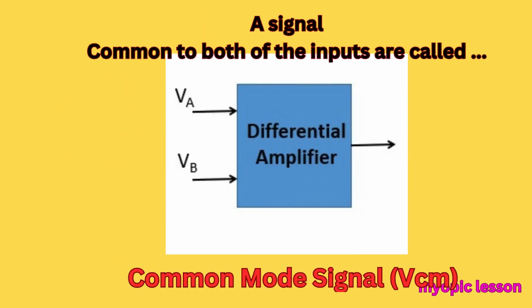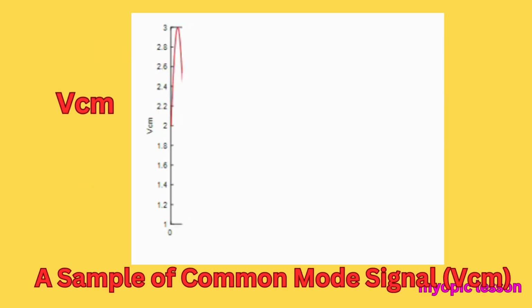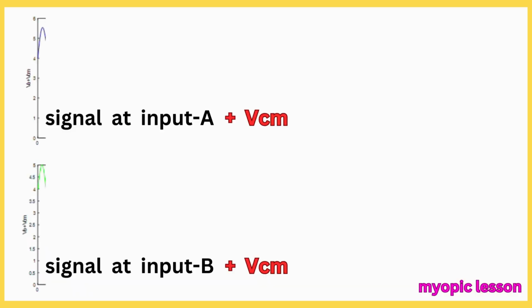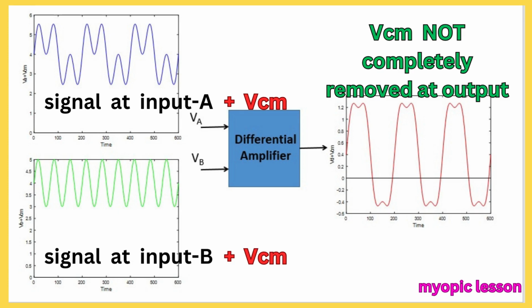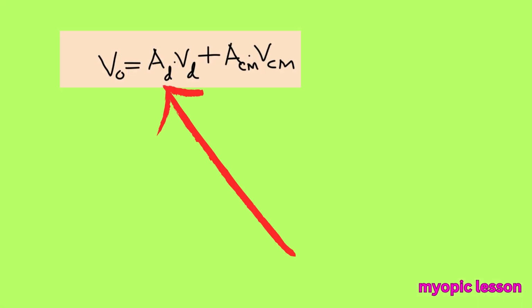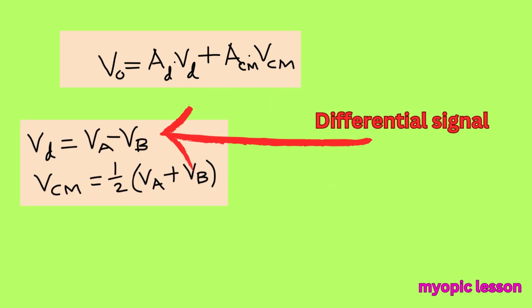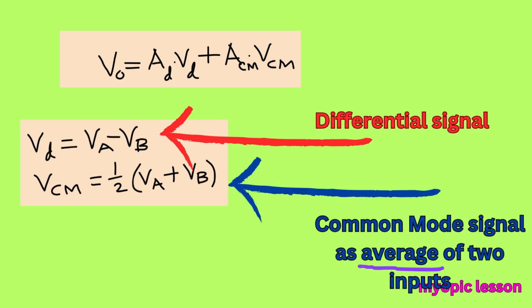The common mode signal, on the other hand, appears at both of the inputs of the differential amplifier. Here is a common mode signal appearing at both the inputs. When the common mode signal is superimposed on the signal of our interest, the output cannot reject the common mode signal completely. This is because the differential amplifier has two gains inherently present within it, one called differential gain AD, the other one called common mode gain ACM. They separately amplify differential signals and common mode signals respectively.